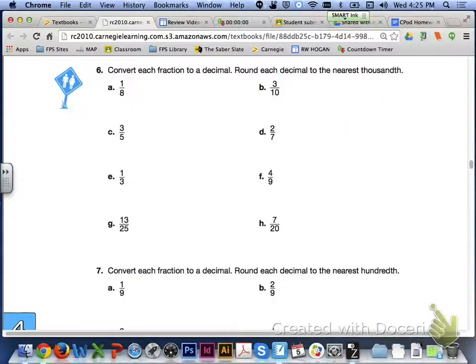So let's go ahead and turn to page 256, and this is how we are going to finish off the lesson for today. We are going to be converting fractions into decimals using traditional division. So take a look at the top of the page and look at number 6. We are going to convert each fraction to a decimal, and we want to make sure that we round each decimal to the nearest thousandth. So go ahead and do A through H with your group members for number 6.